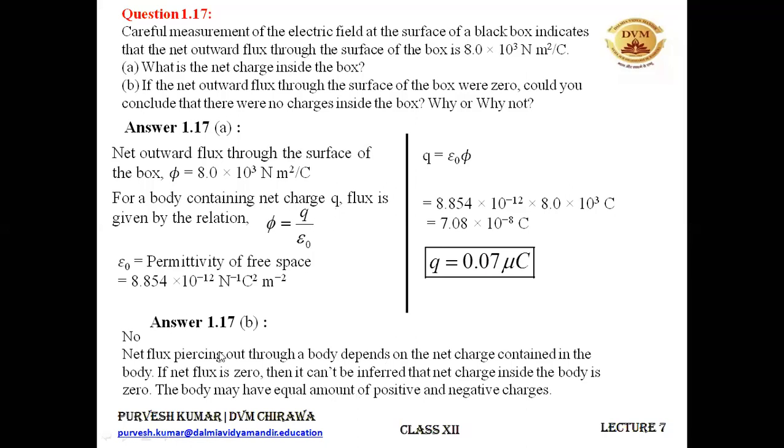So we can say that the net flux passing through a body depends on the net charge contained in the body. If the net flux is 0, it can't be inferred that the net charge inside the body is 0. There may be a possibility that equal amounts of positive and negative charges are present inside the box. So even if the flux is 0, there may be charges lying inside the box, they can be equal and opposite. All right, the value of Q net is 0, but it doesn't mean that no charges are present. There may be equal and opposite charges there.